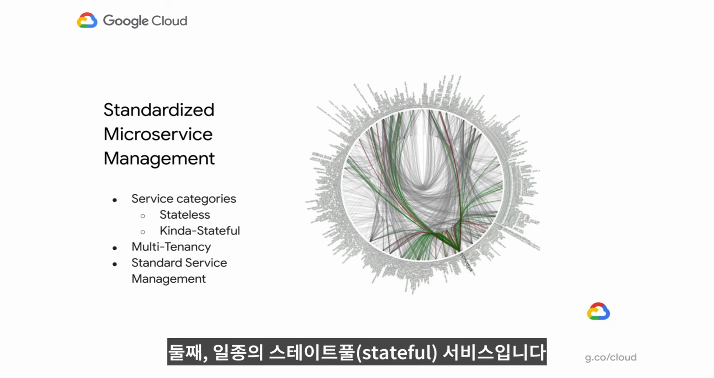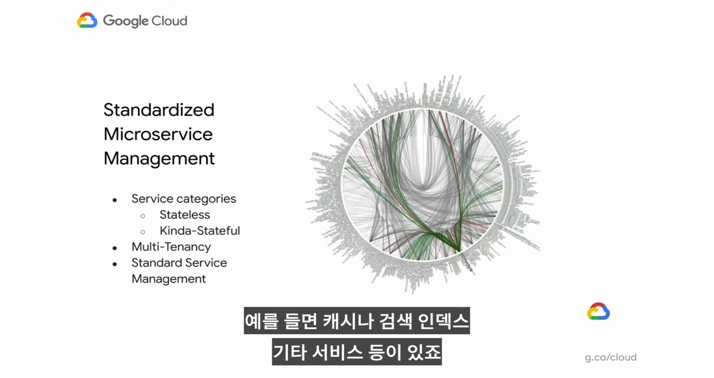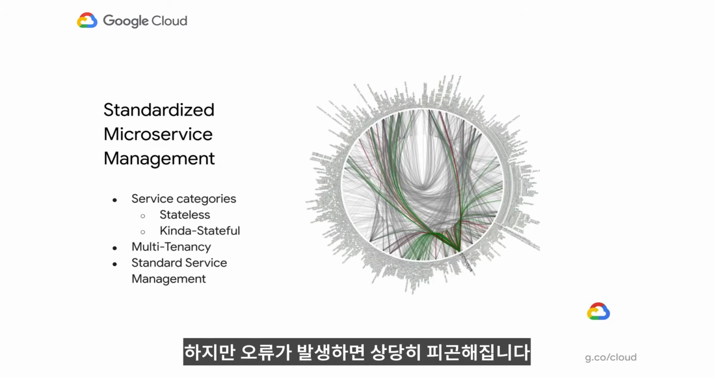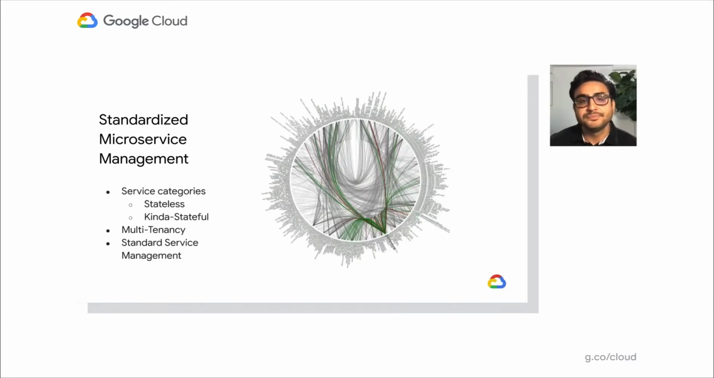Second, we have services that are kind of stateful, meaning they keep some sort of state, but the state is not generally durable. These include caches and search indices and other services like that. These services are not so forgiving in the face of failure. So for them, both performance and platform reliability is important.